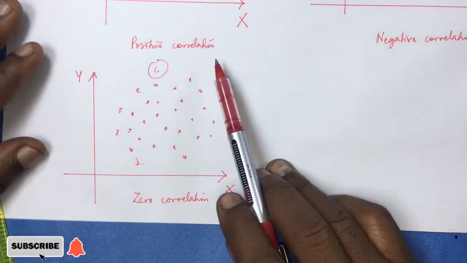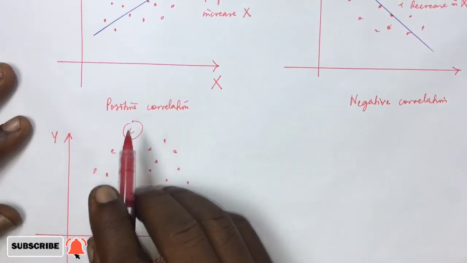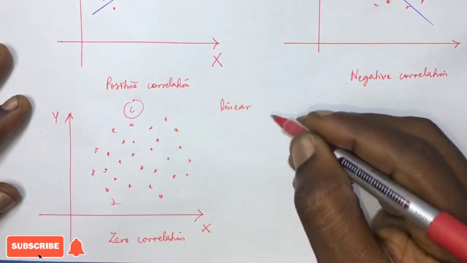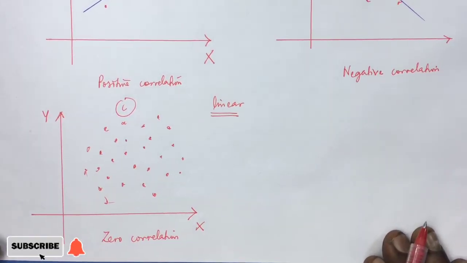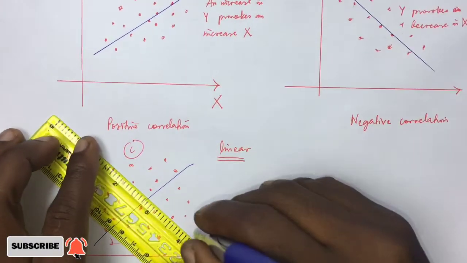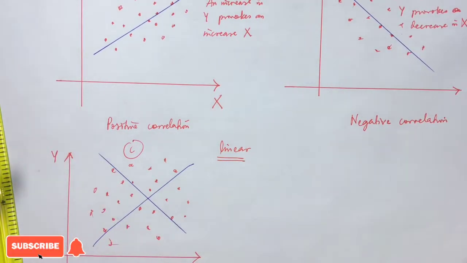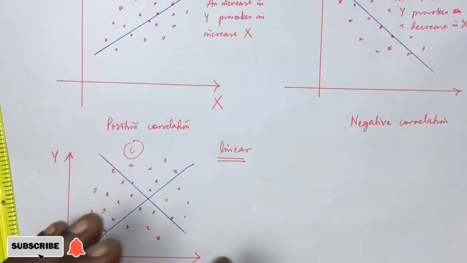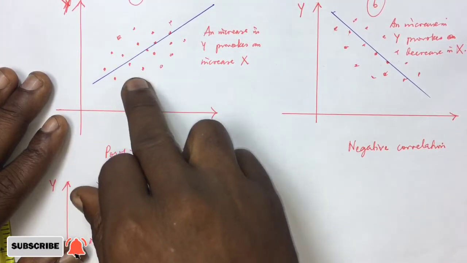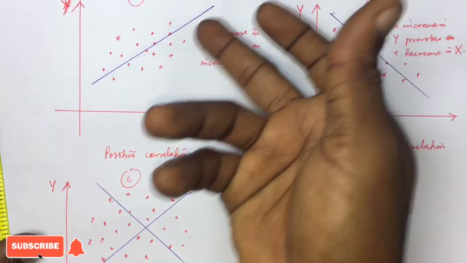Now, these three cases, case A, case B, and case C of a scatter diagram can all be described as linear, especially because we can actually fit a straight line across the points. Or you can put it the other way around: A, B, and C are linear because the points plotted using the scatter diagram all converge about a particular straight line.